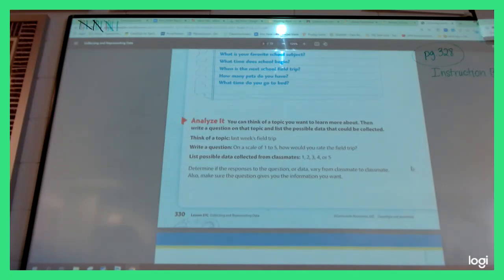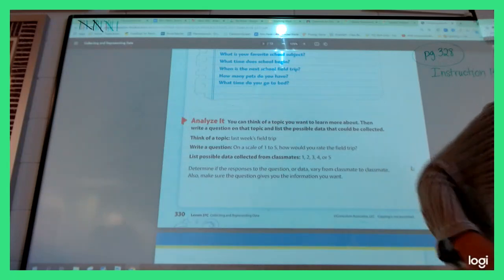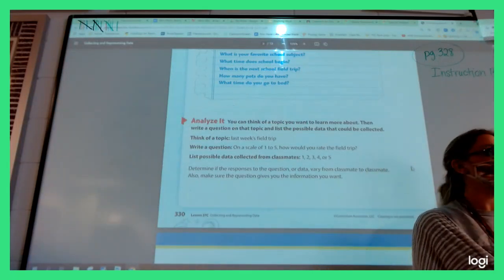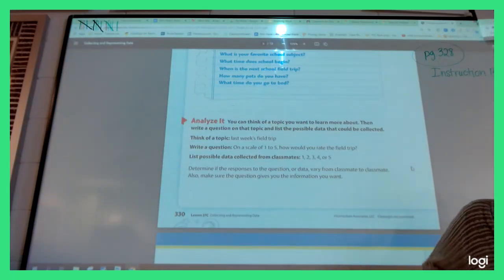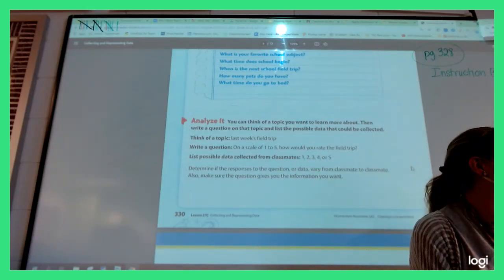Got a few minutes to think about this. Should you write like a survey on here? We're going to work on surveys later. For now, just try to write a question. I'm a little confused. What do you mean? So, like some of the ones we looked at up here that we decided if they're good or bad, think about a question you might ask.